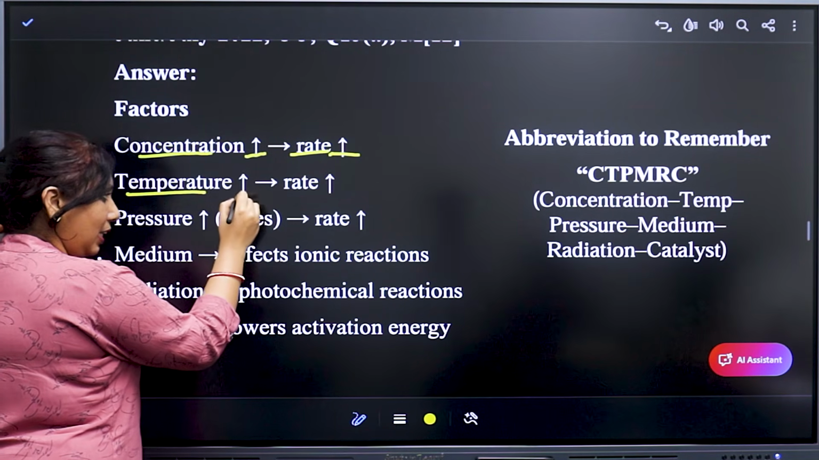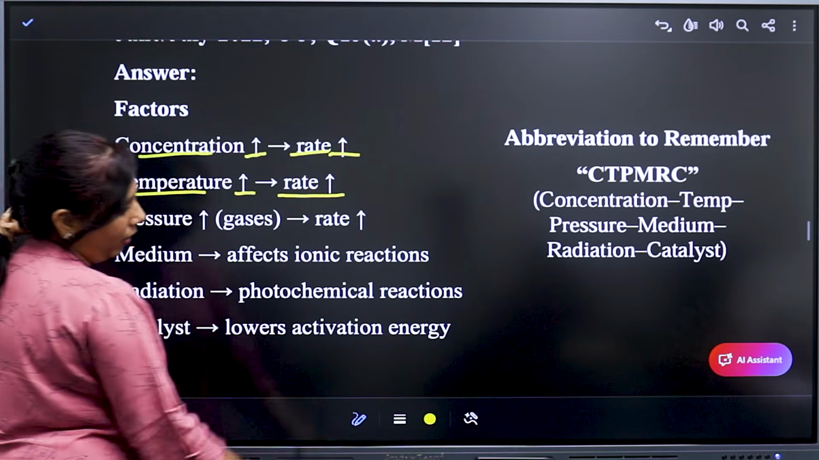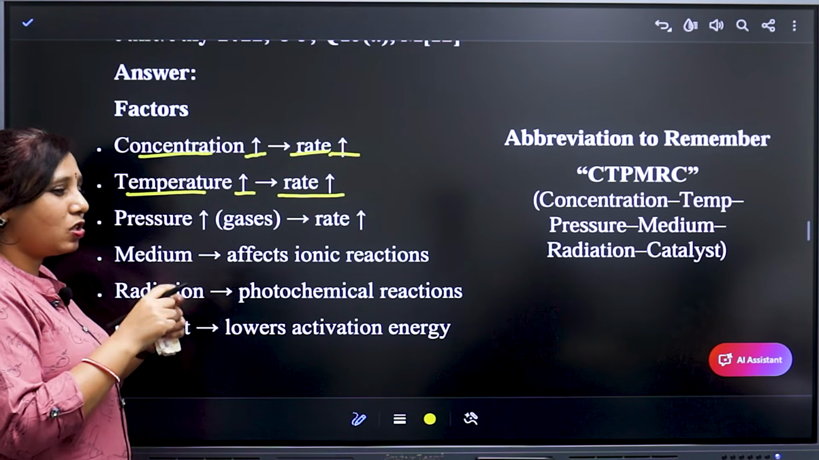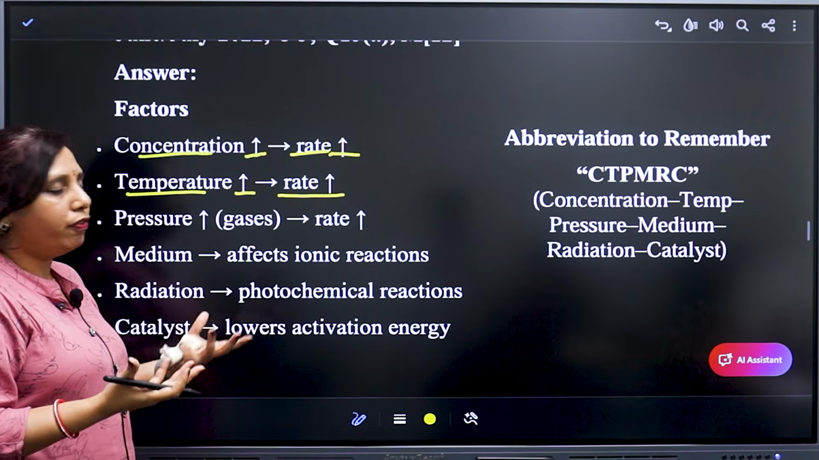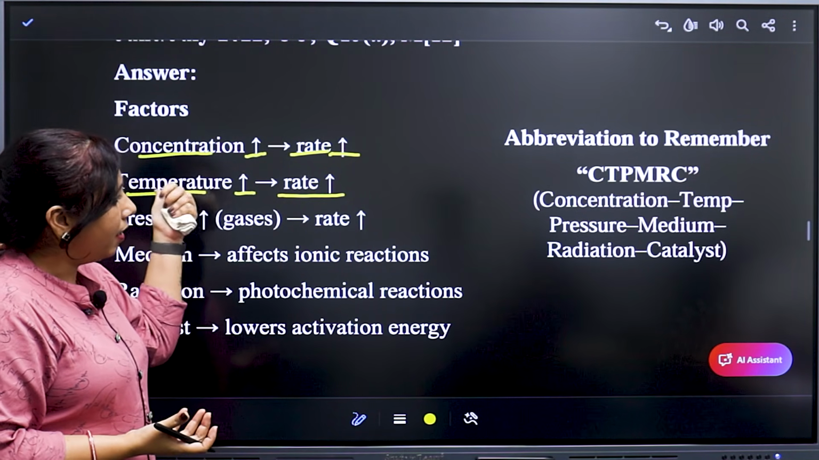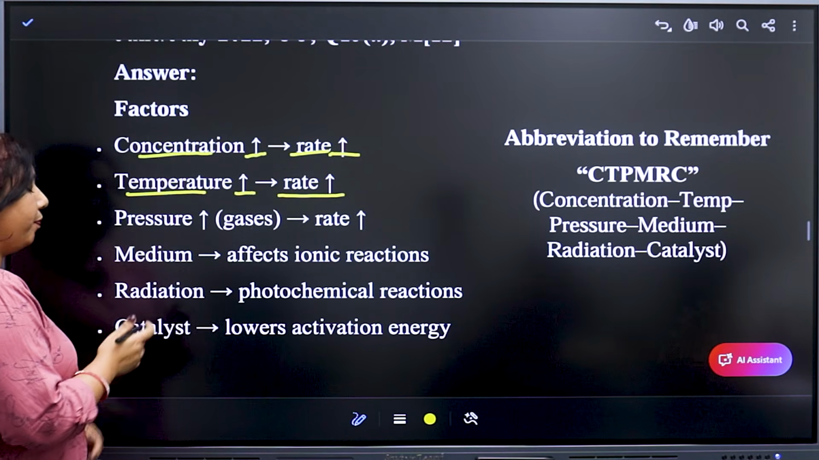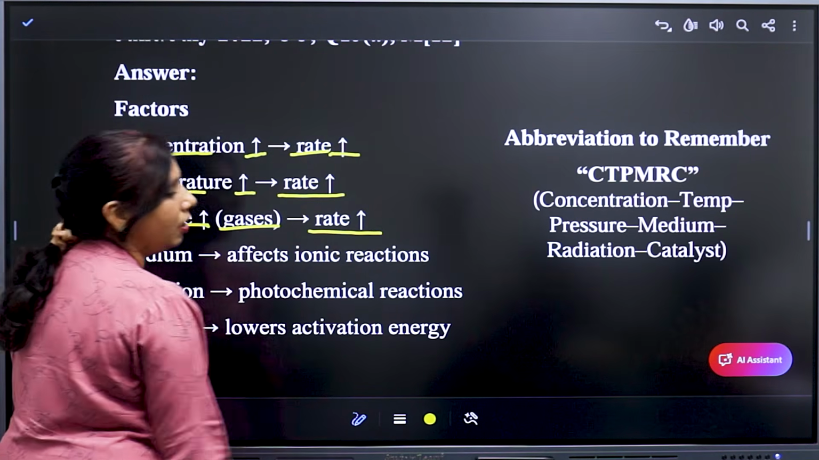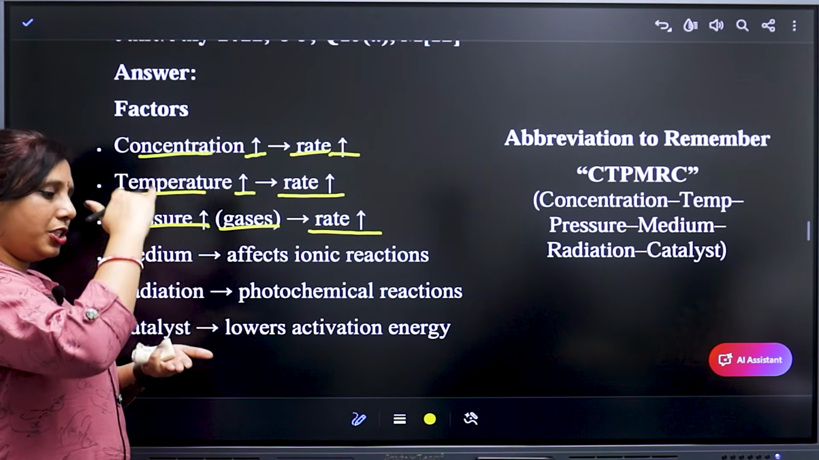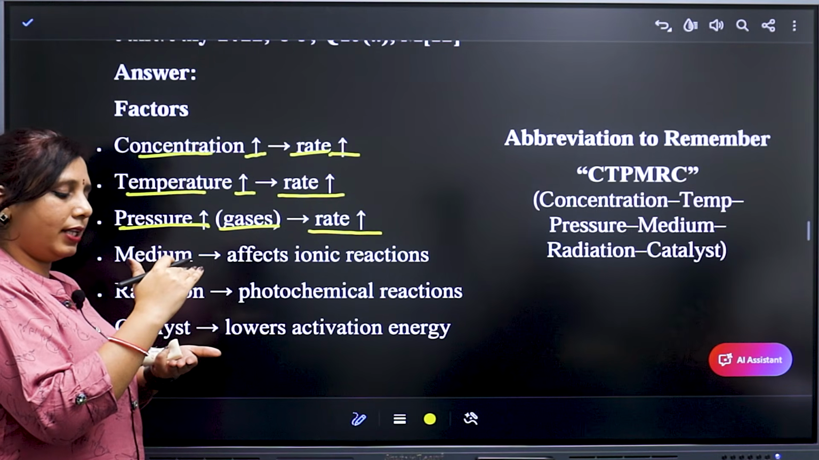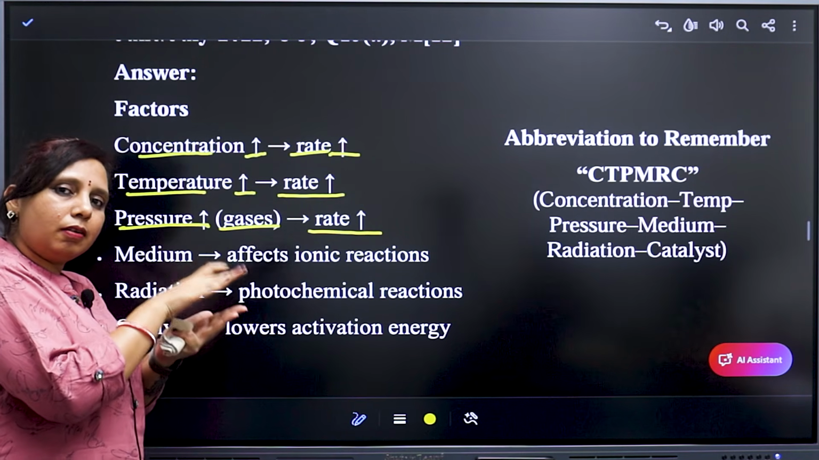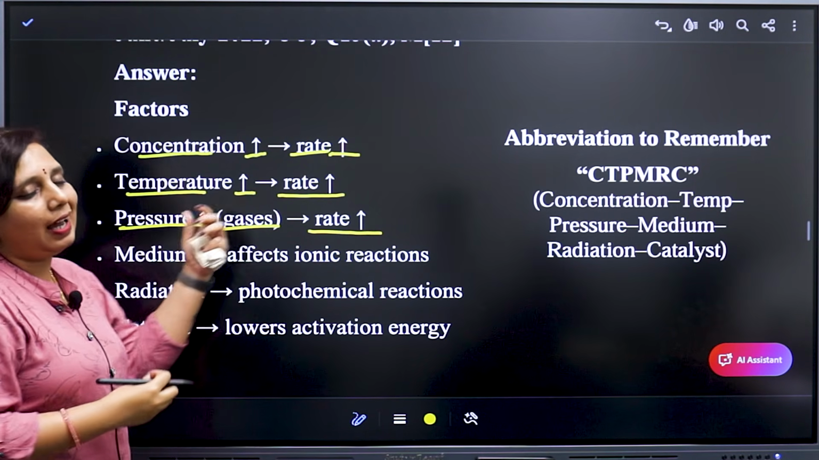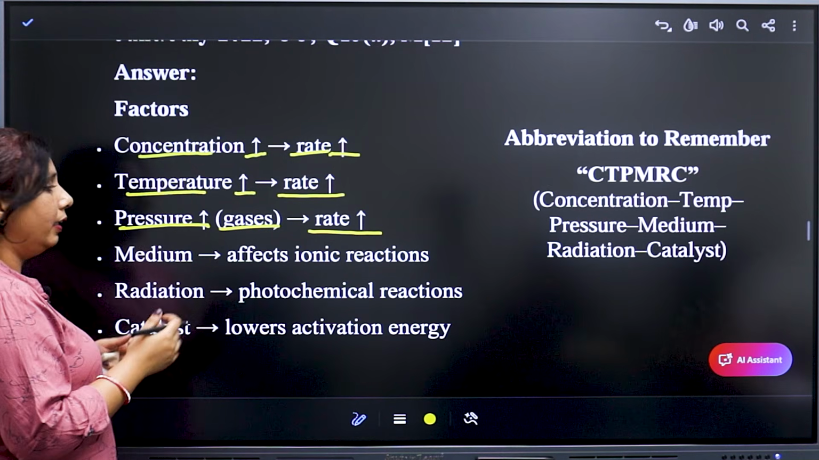Then temperature. With the increase of temperature, the rate of the reaction also increases. Temperature will increase the kinetic energy of molecules, and because of that speed, more fruitful collisions occur, and that results in an increase in the rate of reaction. Then in case of gases, if pressure increases, then the rate of reaction increases. What happens when pressure is increased on a gas in a container? The molecules are brought closer to each other. So again the collisions will increase and naturally the rate of reaction will increase.